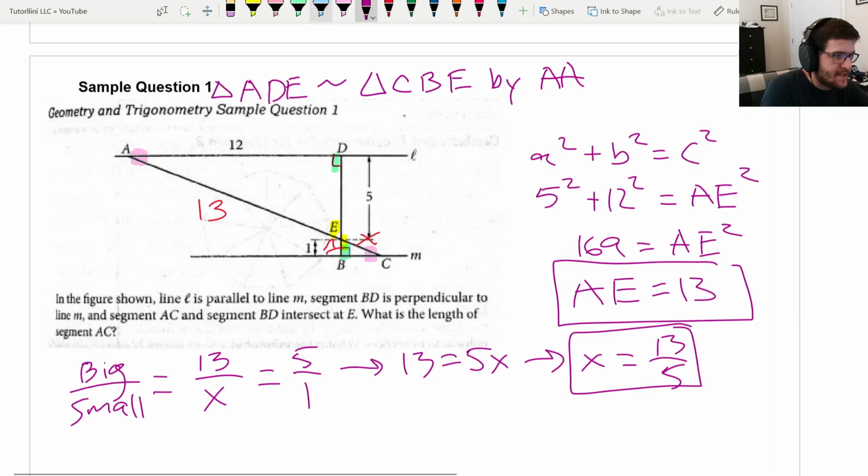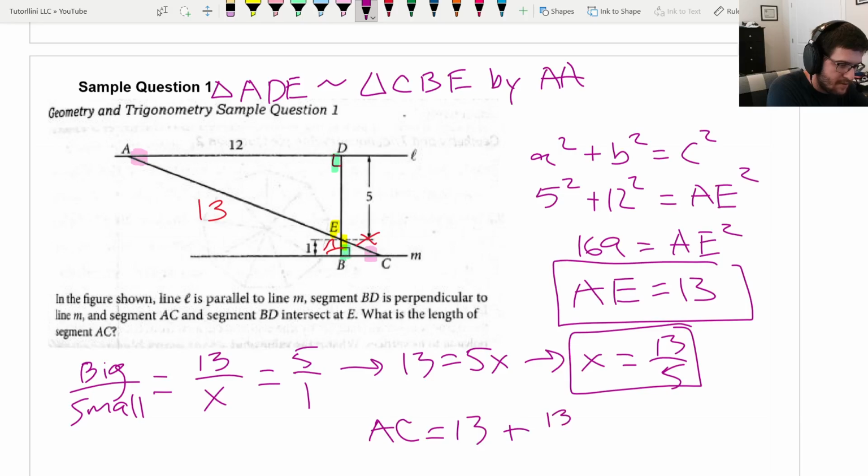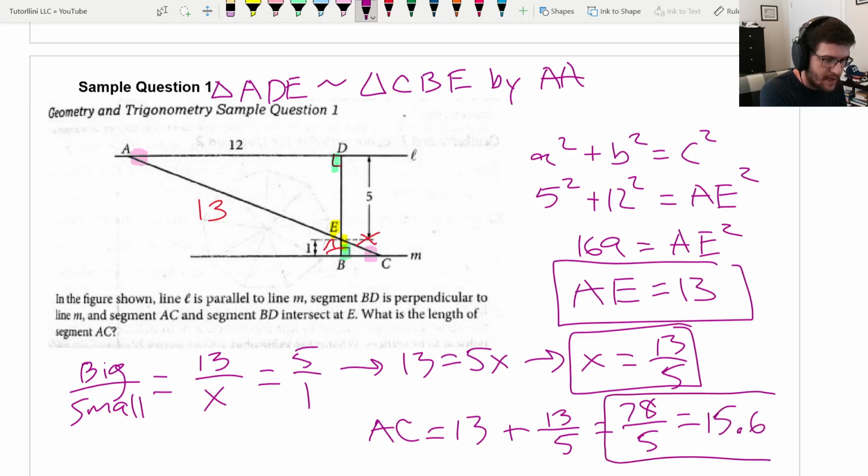So to find segment AC, which is this big one here, we're going to do AC equals 13 plus 13 over 5. And we can just do that on a calculator. Let's see what that gives us. I'm getting 78 over 5. If you want, you can also put the decimal equivalent, which is 15.6. So either of those would be acceptable for our final answer. And that is correct.